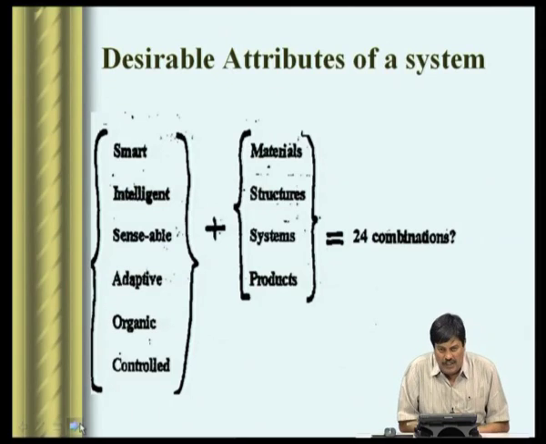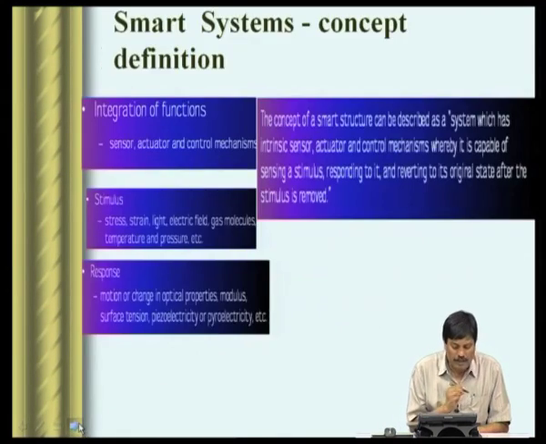Now let us see what the desirable attributes of a system are. We want the system to be smart, intelligent, sensible, adaptive, organic or controlled. These are some of the behavioral aspects that we want a system to have. On the other hand, a system has materials, structures, systems and products. A combination of these two puts together a really intelligent system. And how many such combinations are possible? There are 24 such combinations, and if we have all of these, we would really achieve an intelligent system.